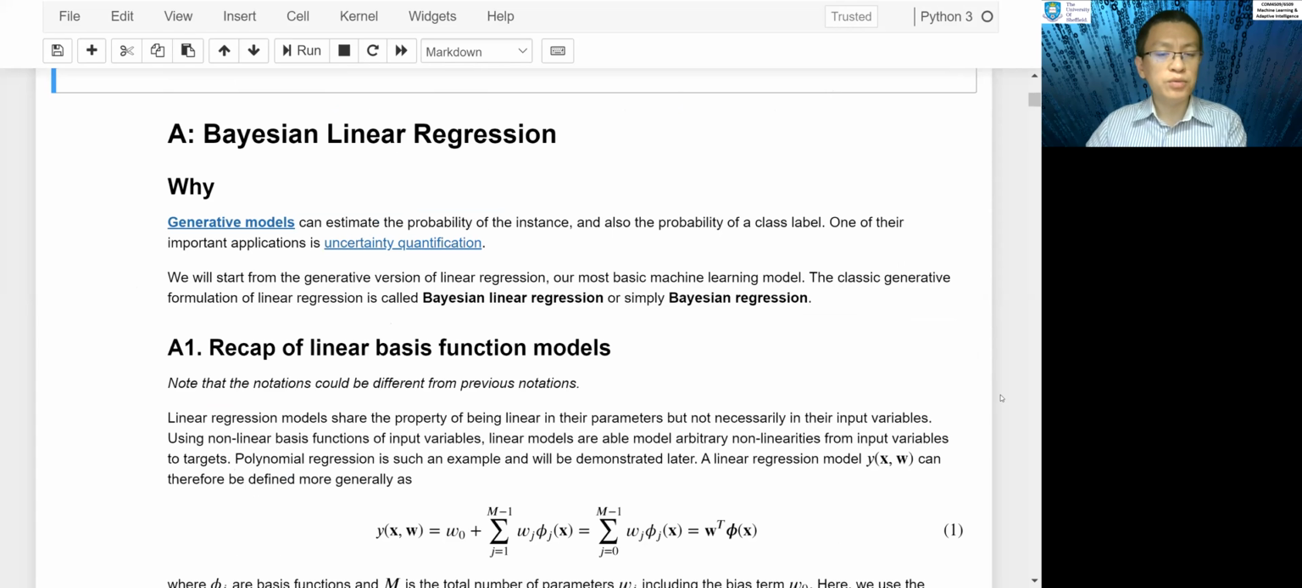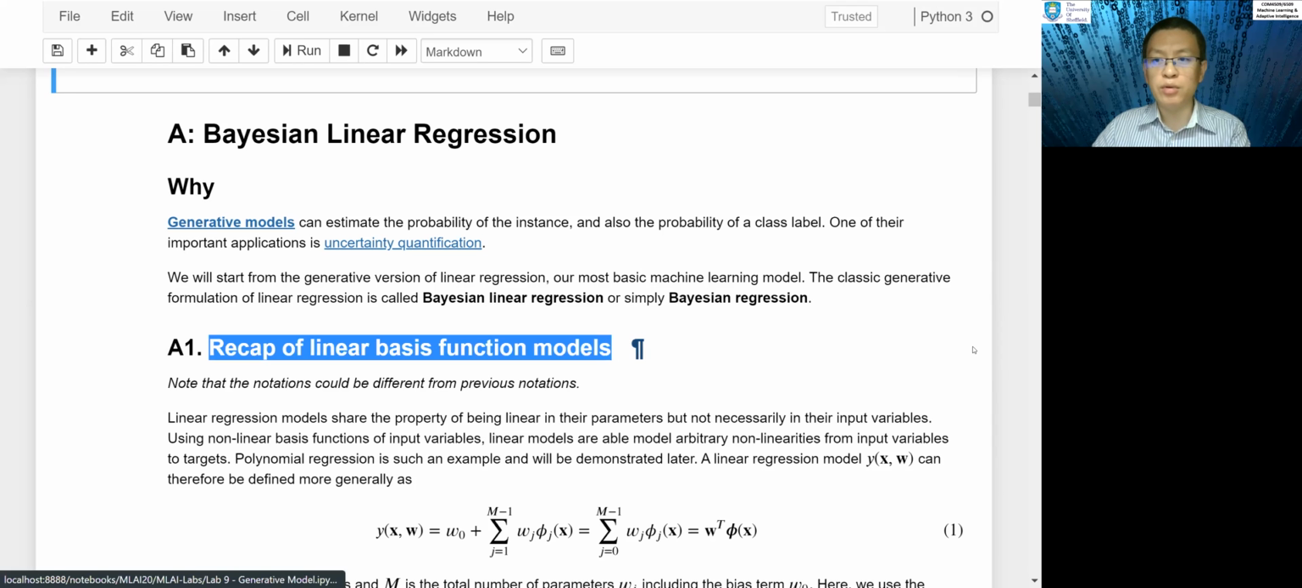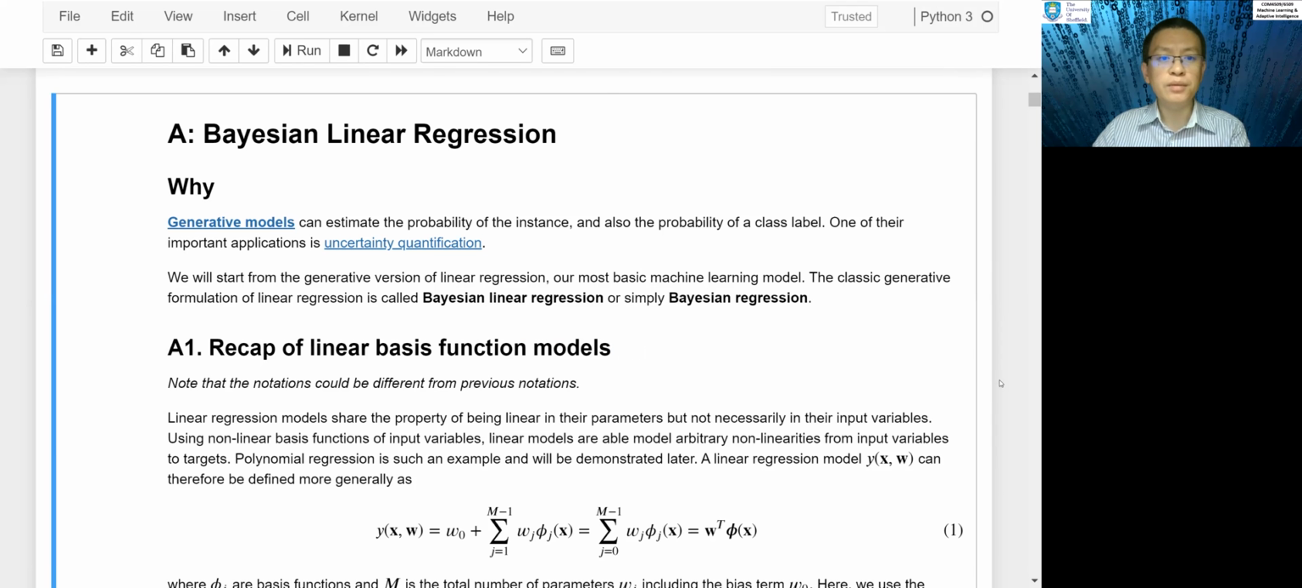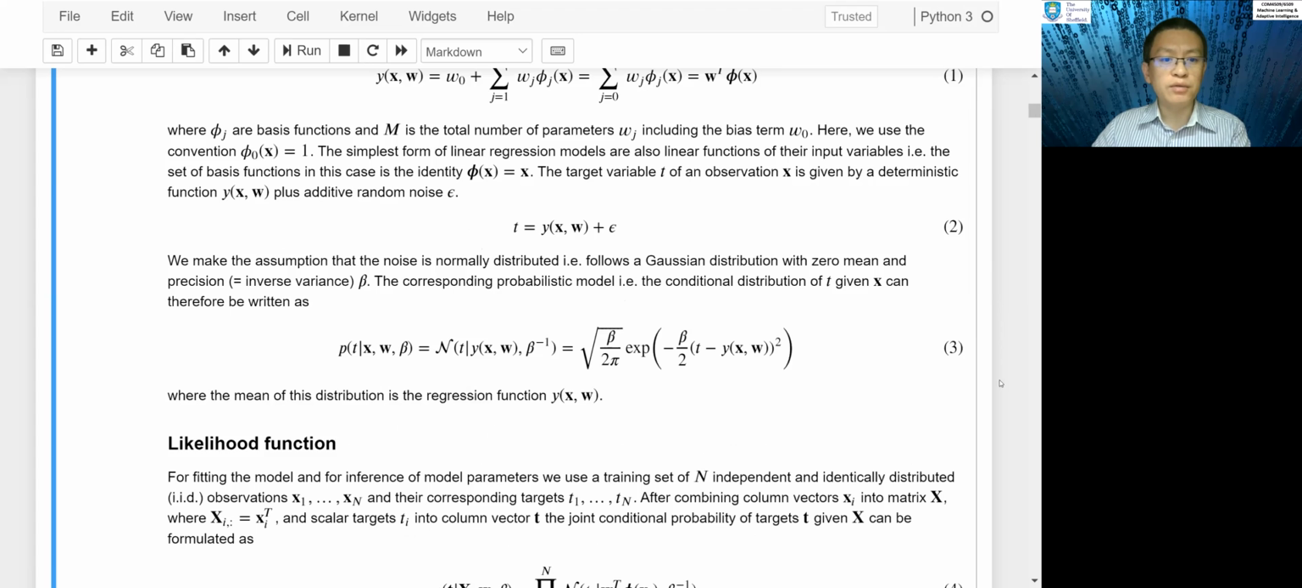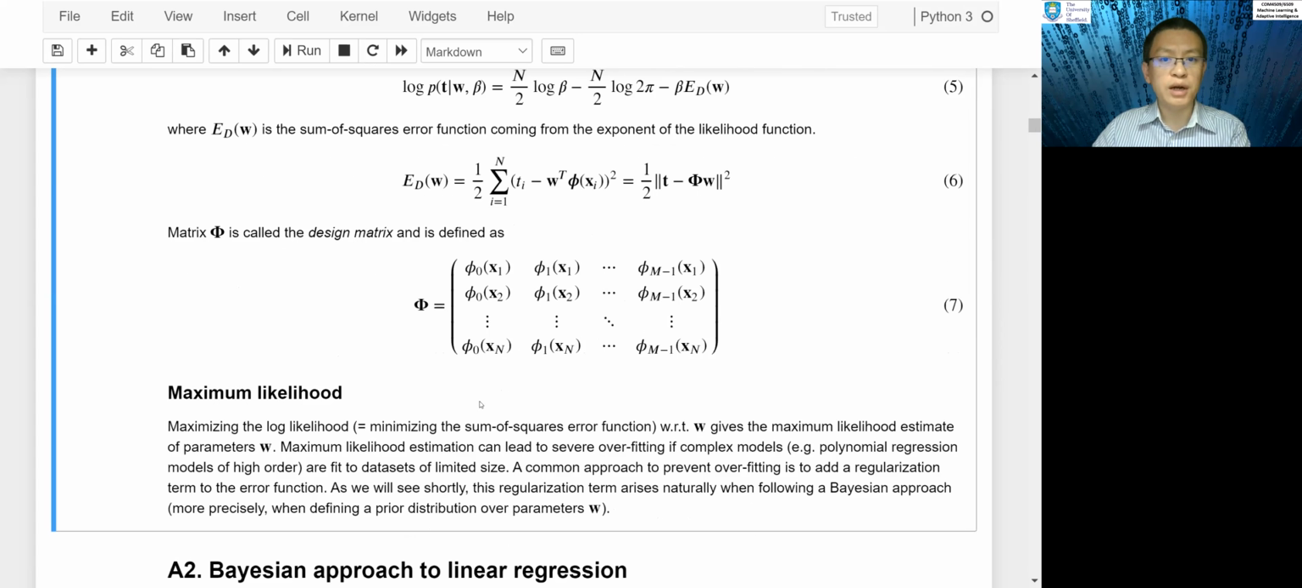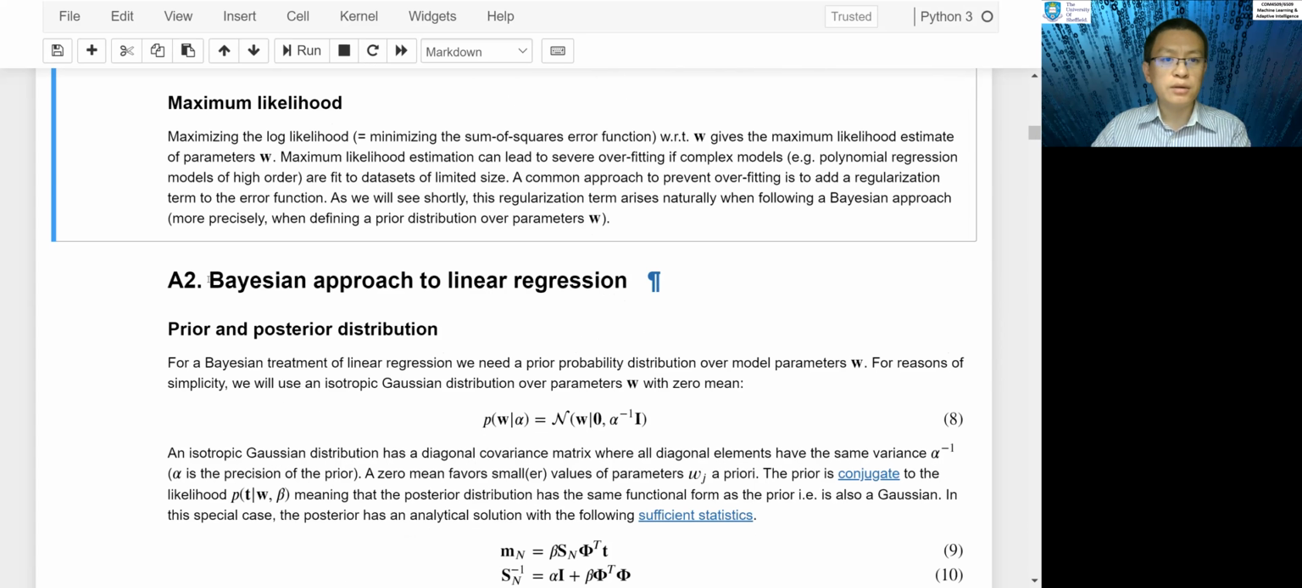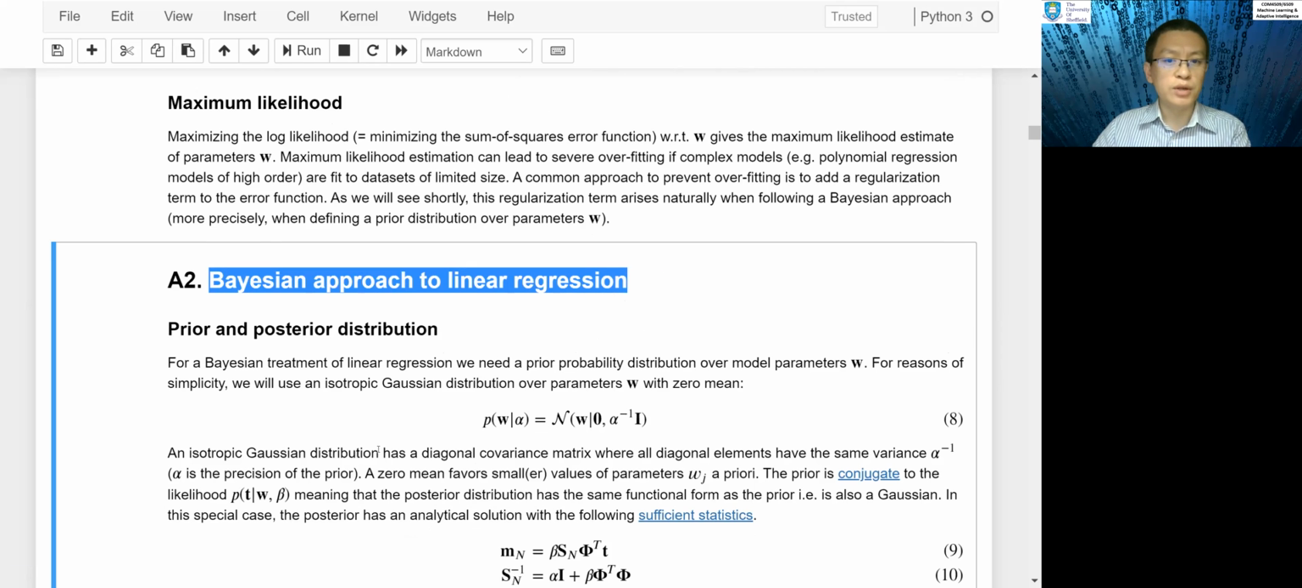Part A starts with some theoretical background, so some review of the linear basis function models, likelihood functions, maximum likelihood. Then section A2 talks about some more theoretical background and mathematical formulas for Bayesian linear regression.